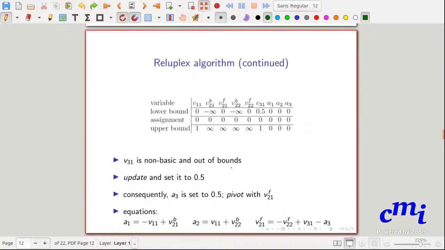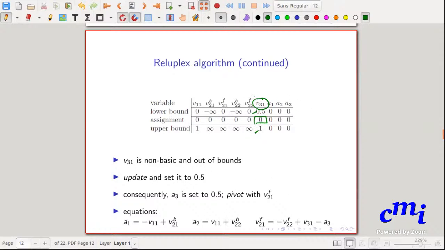Okay. We start with an initial assignment of 0 to everything, which is fine for A1, A2. In fact, it's fine for a lot of things. It's fine for V11. It's fine for all the backward and forward things. It's fine for A1, A2, A3, but it is not fine for V31, which is the output, because it had to be between half and 1. So you cannot have a value which is 0. 0 is not between half and 1. Okay. So this is a non-basic variable.